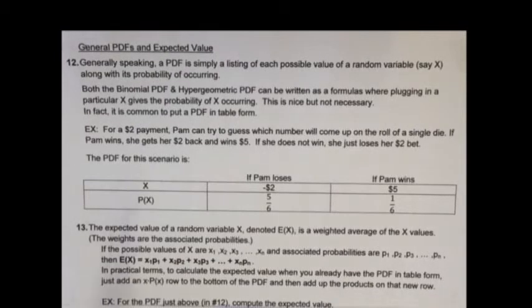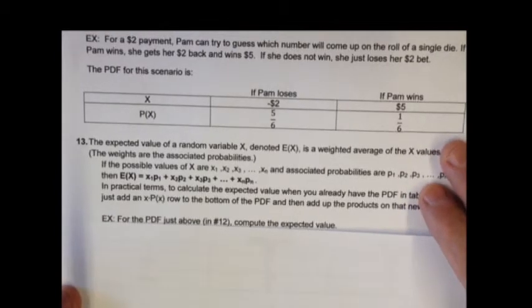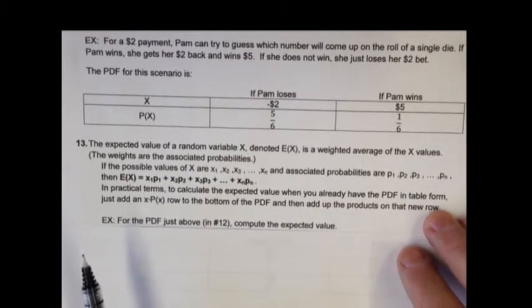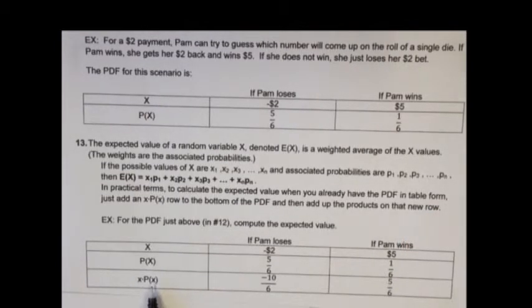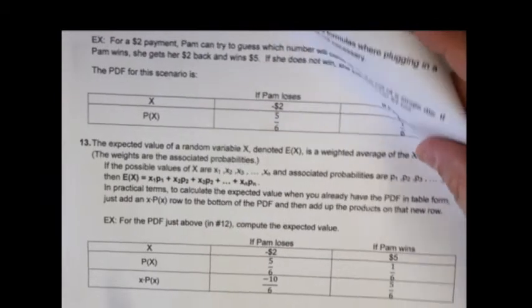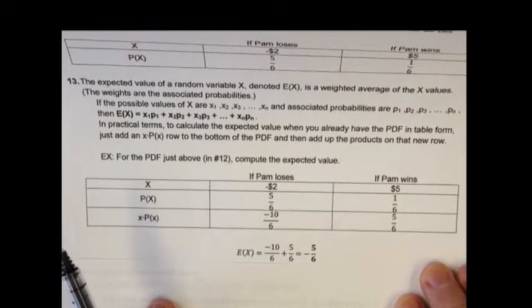So for instance, for that PDF that I just did, if I were to do the expected value, I would just add a row called x times p of x, and I would multiply. Minus 2 times 5/6 would be minus 10/6, and 5 times 1/6 would be 5/6, and then I would add up all those products. In this case there are just 2 of them. So the expected value of x would simply be negative 10/6 plus 5/6, which would be negative 5/6.